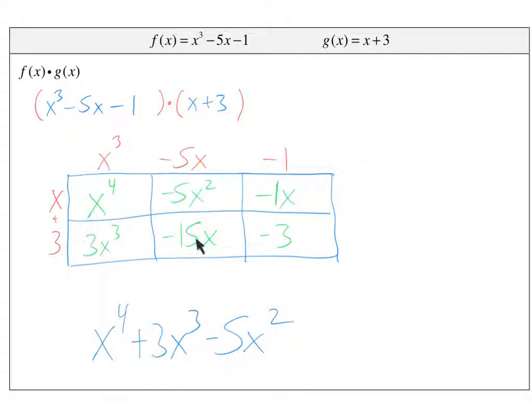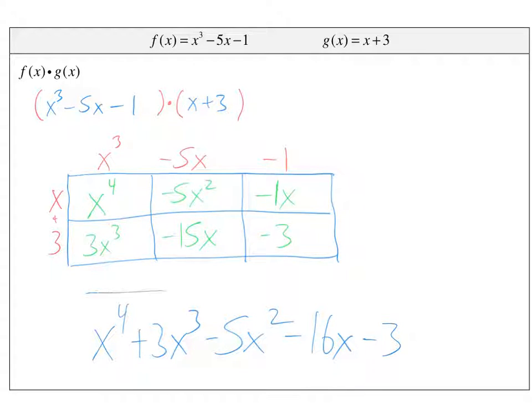Next, we have x's. Ooh, I see 2 boxes with x's. I have to combine both of these. So a negative 1x and a negative 15x. Those are both x's, so we combine those. That would be negative 16x. Lastly, we put numbers, which there's nothing to combine with, so that's all that's left.